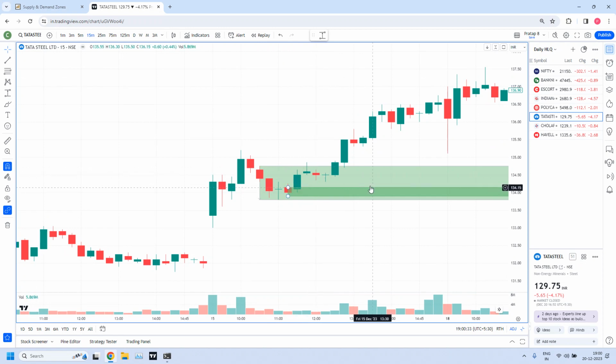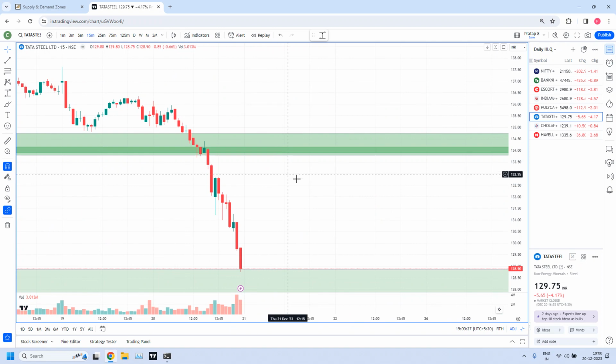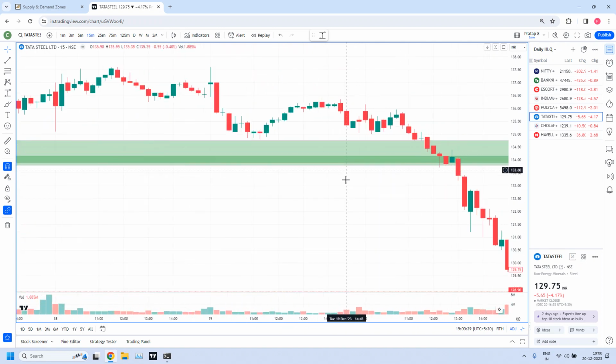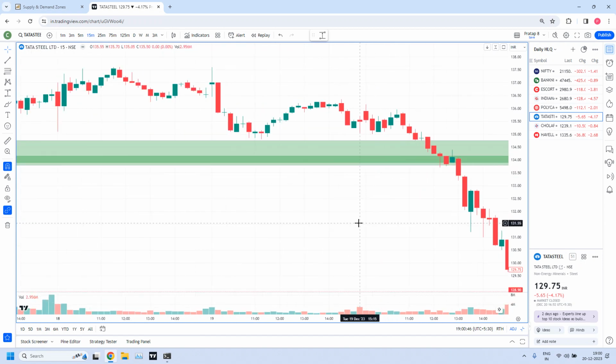Just thinking, maybe we may miss an entry. But got an entry here. But immediately this entire zone is violated. So that way it has given 1,375 rupees loss, which is 1.02%.